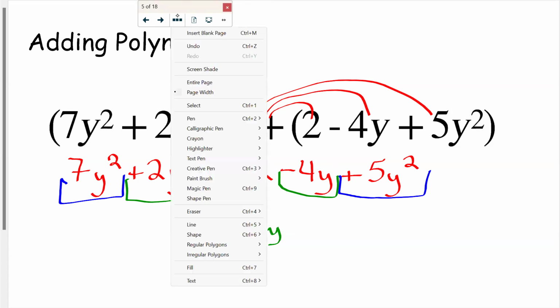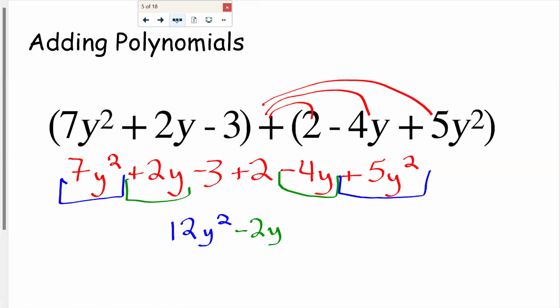And then the last term we're going to use here. Nope, I don't want red, I want black. Okay, let's change up our colors. We have a negative 3 and a positive 2. Negative 3 plus 2 turns into a negative 1.